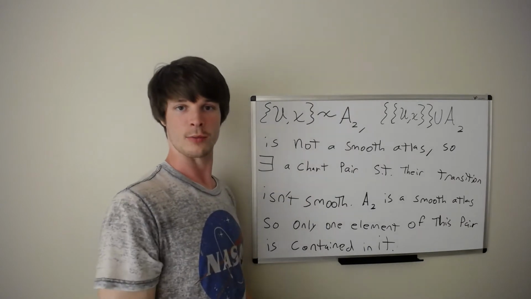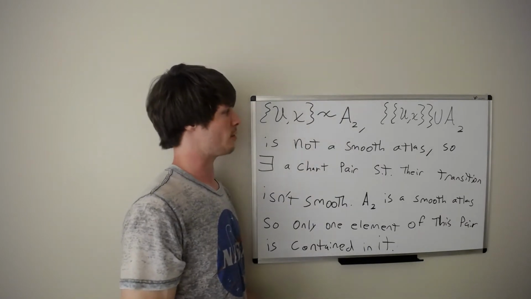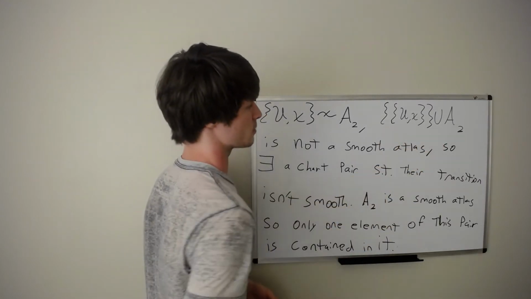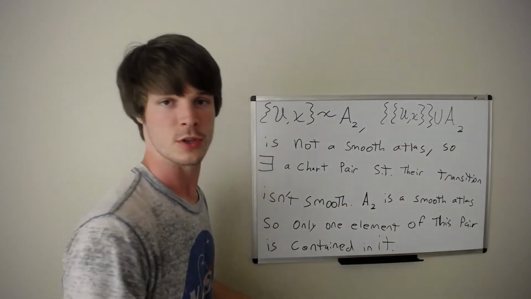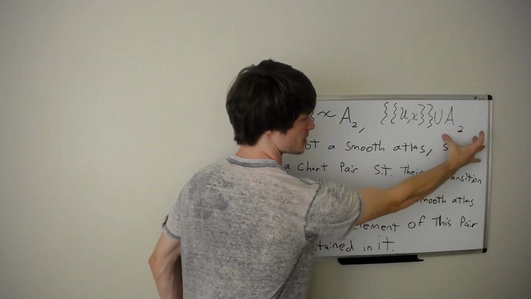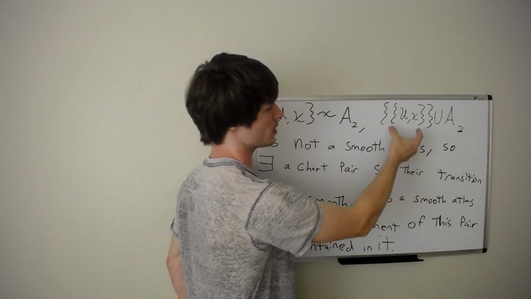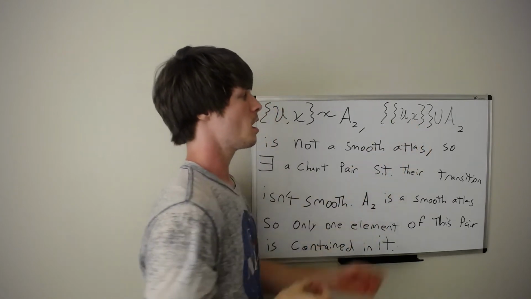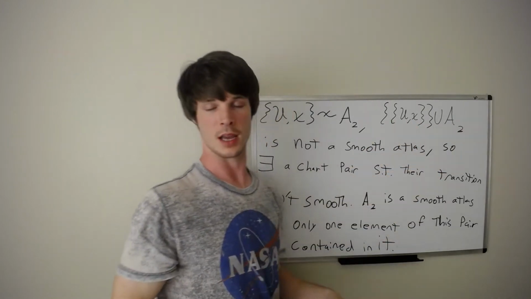So I'll write that down on the next board, but that's what we figured out here. Because this fails to be a smooth atlas, there must be a non-smooth chart transition. There can't be a non-smooth chart transition contained entirely in here, so it must be that the non-smooth chart transition occurs with this object combined with some object contained in A2.